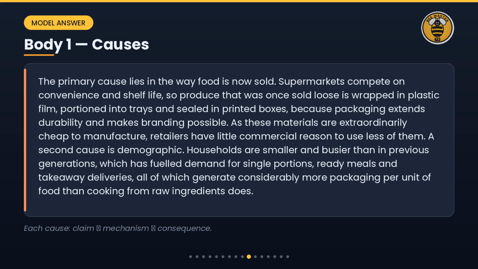Body paragraph 1. The causes. The first cause is developed in 3 steps: claim, mechanism, and consequence. Supermarkets compete on shelf life, therefore food is wrapped, and because the wrapping is cheap there is no reason to stop. The second cause follows the same shape, moving from smaller households to convenience food to more packaging per meal. That is what development means.